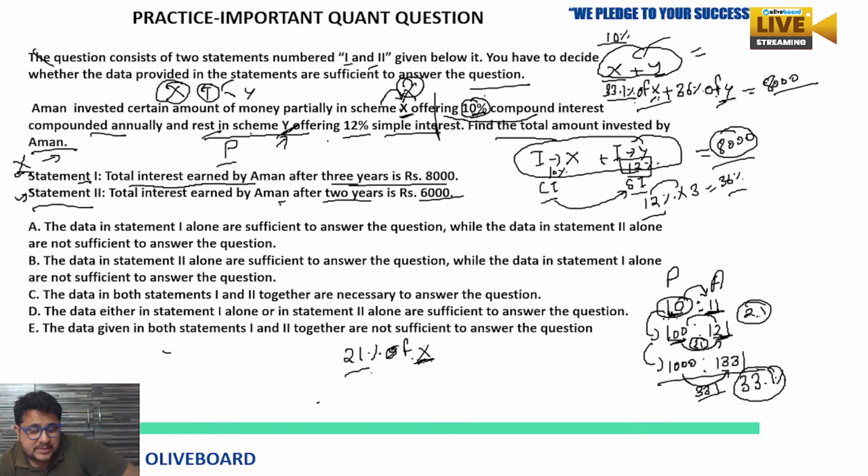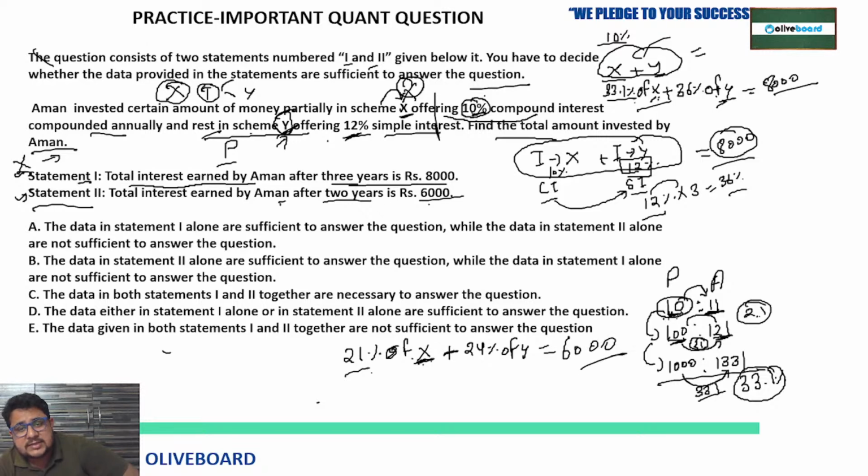So 21% of X plus, 12% per year on simple interest in scheme Y, so in 2 years 24% of Y is equal to 6,000. You can see here we are getting one equation, but we cannot calculate X and Y. So statement 2 alone is also not possible.